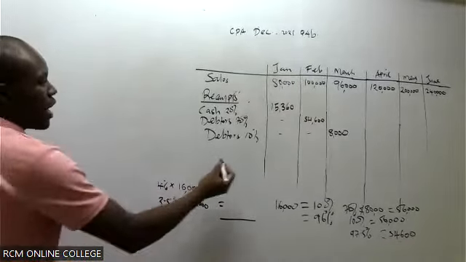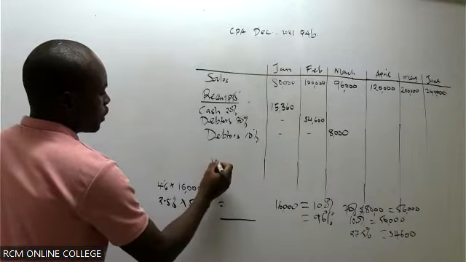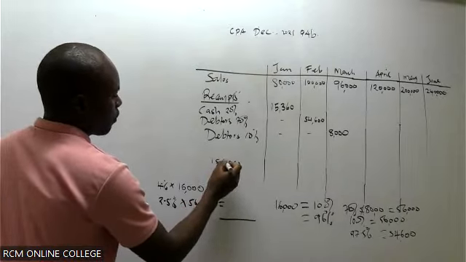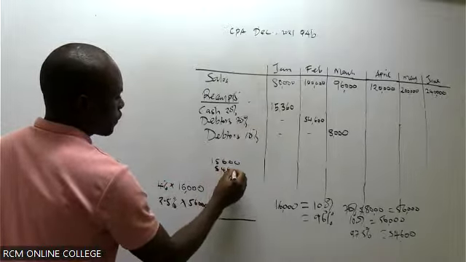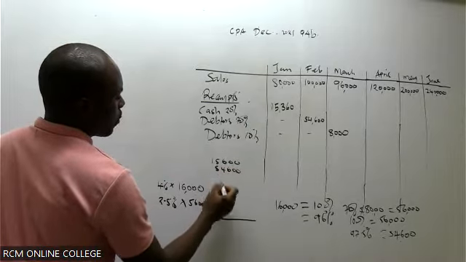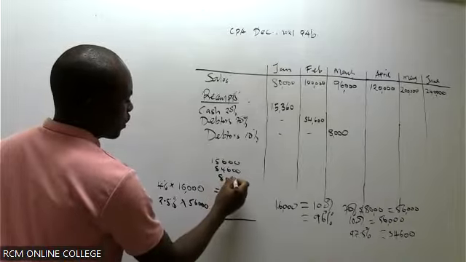Then to that we add the cash payment which is 15,600. To that we add the 70% debtors who are given discount, 54,600. We add the debtors who are not given any discount.